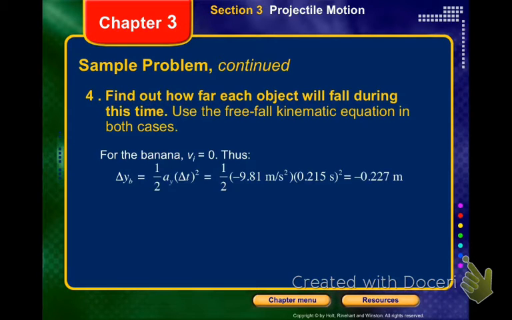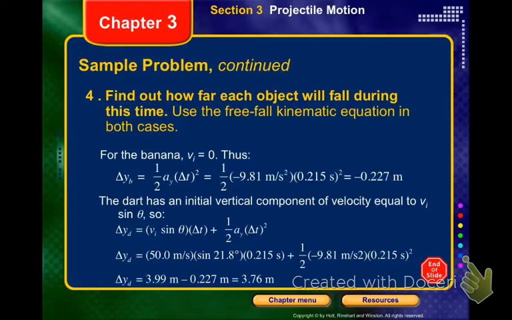And like this one states, how far did each object fall during that time? So they did delta y for the banana. And remember, the banana is falling straight down. So if the banana is falling straight down, initial velocity is equal to 0, because initially it is just dropped. So at rest, it had no velocity. So that is why we are able to use this equation here.